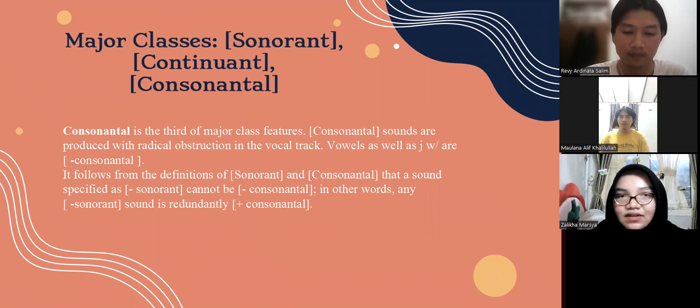Consonantal is the third of the major class features. Consonantal sounds are produced with radical obstruction in the vocal tract. Vowels as well as j are minus consonantal. It follows from the definition of sonorant and consonantal that a sound specified as minus sonorant cannot be minus consonantal. In other words, any minus sonorant sound is redundantly plus consonantal.